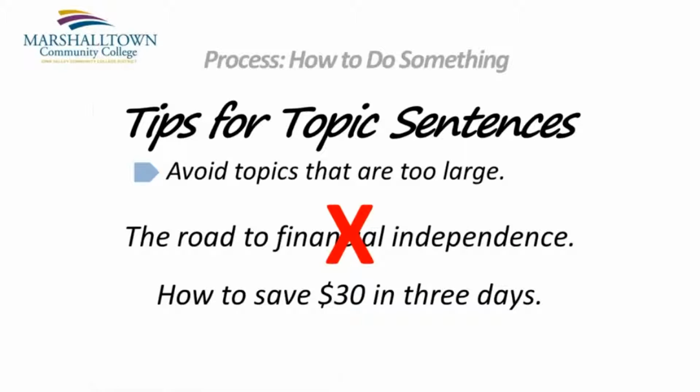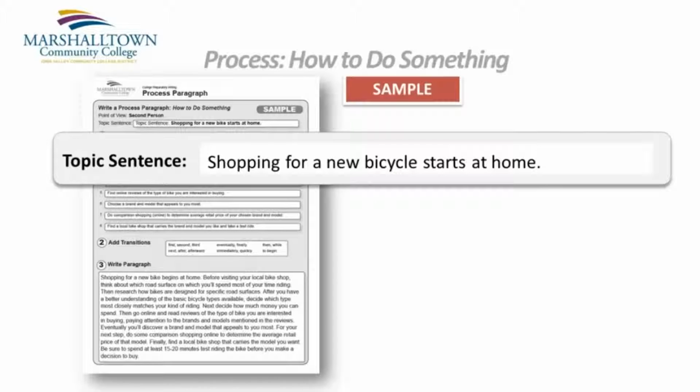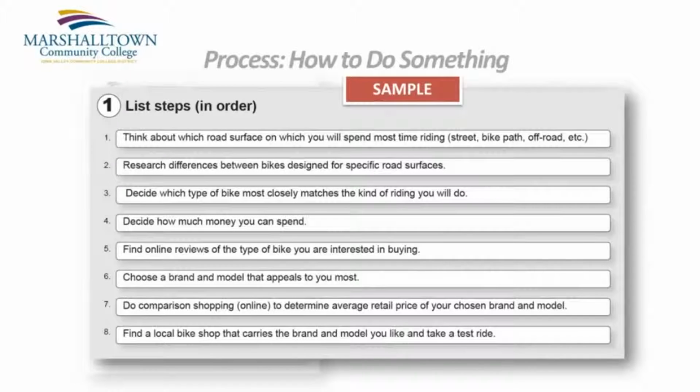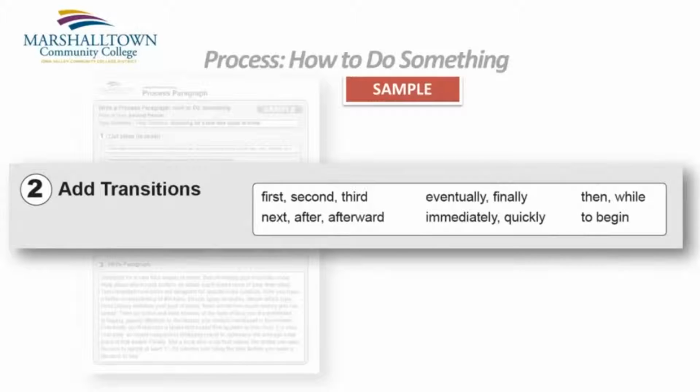Once you've decided on a good topic sentence, the next step is to make a numbered list of each step in your process. The worksheet I've provided here can help you do that. In my sample paragraph, you'll see that my topic sentence is, "Shopping for a new bicycle starts at home," and I made that sentence the first sentence in my paragraph. From here, I listed each step that readers should follow in researching and shopping for a bike, and I used transition words in my sentences to remind readers that I'm explaining a process.